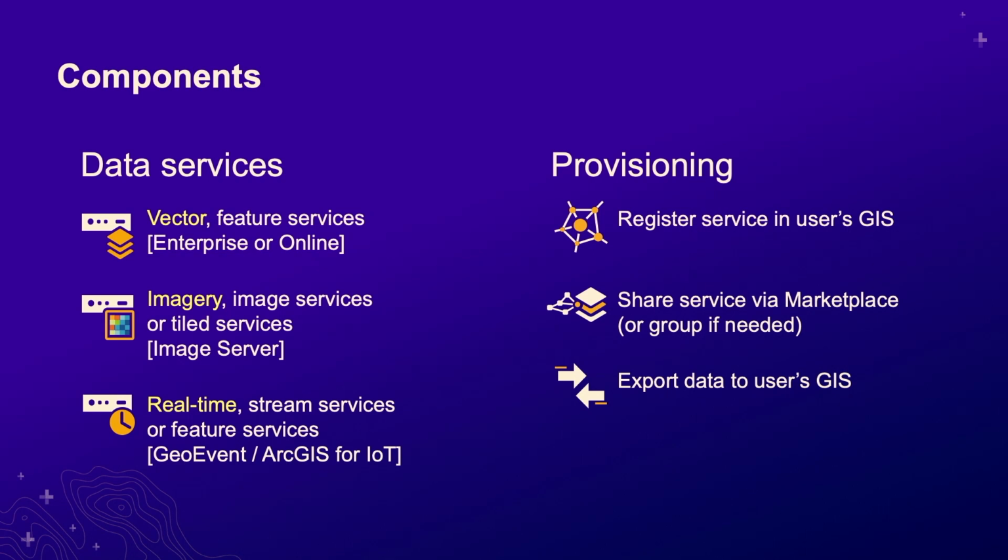From a provisioning standpoint, you can register a service in the user's GIS. So you take any of these services that you might be serving and you just register that right into the customer's GIS so they can start using that in applications and in their workflows. You can also share a service via the ArcGIS Marketplace, or you can do sharing with groups as needed. And you, of course, can export data to the customer's GIS. Some customers still want a copy of your data deployed into their GIS, and that will continue in the future.